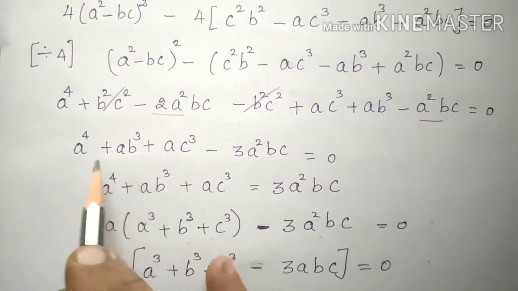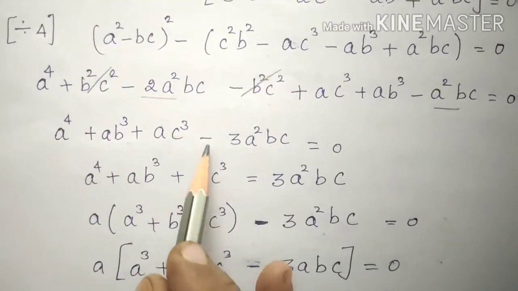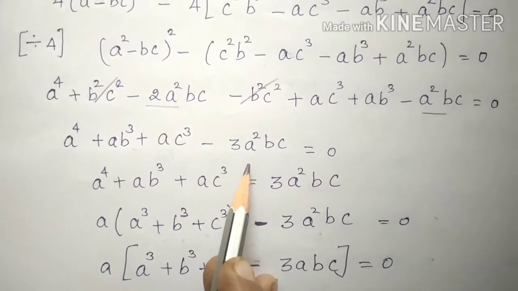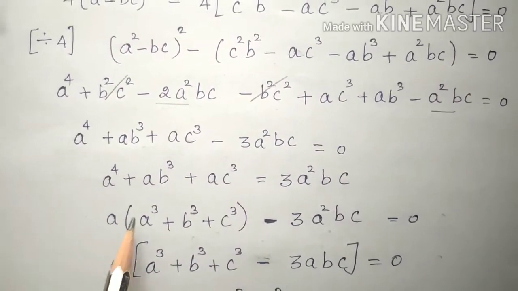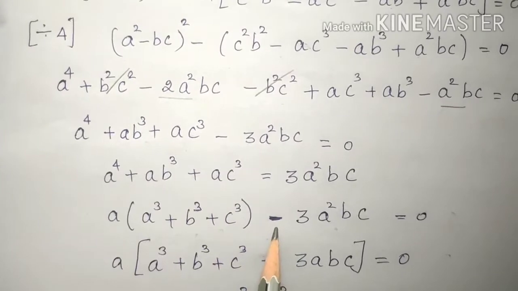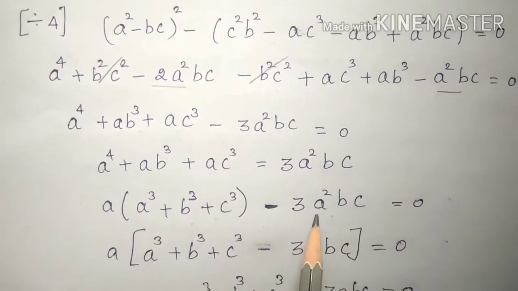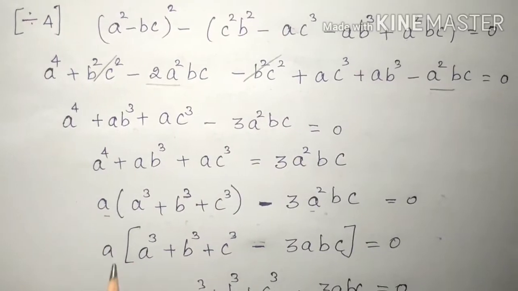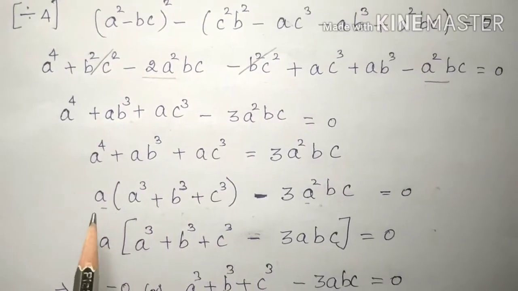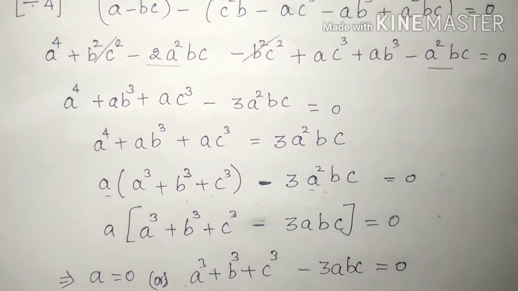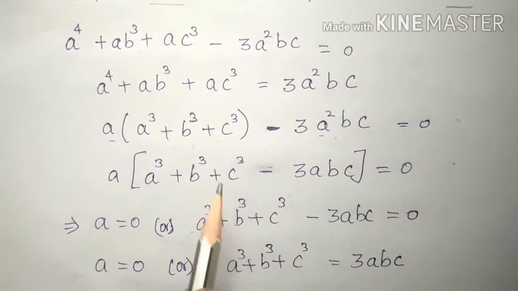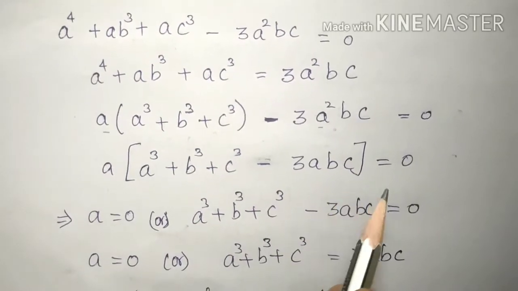Here I wrote the first three terms as it is; without writing this step also we can do it. All the terms have the variable a in common, so directly we can write a into (a cube plus b cube plus c cube minus 3abc) equal to 0. Here also, in all the terms a is common, so we take it outside, that means we are going to factorize. If any one variable is common in all the terms, we take it commonly. So a into (a cube plus b cube plus c cube minus 3abc) equal to 0.